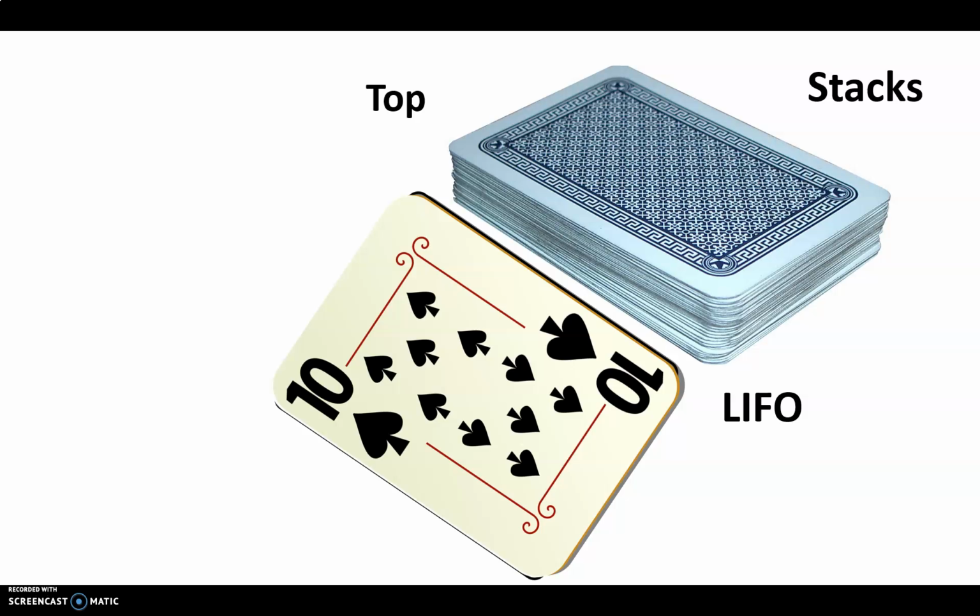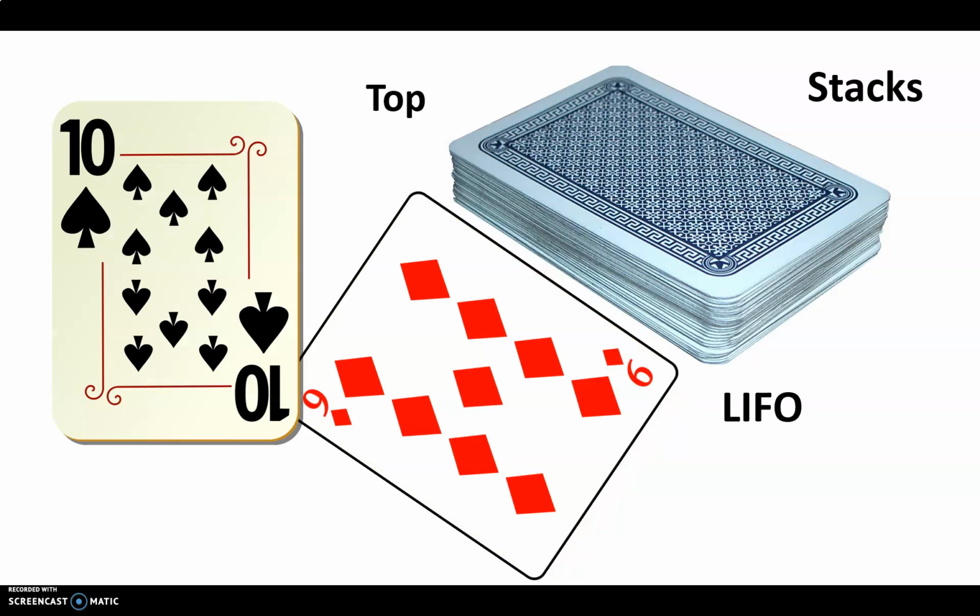There is a card below it, but I'm not pulling out the card below it. I'm pulling out this one, which is the last one that went into the stack. So the last one went in. That's the first one coming out of the stack when I pull that one out.